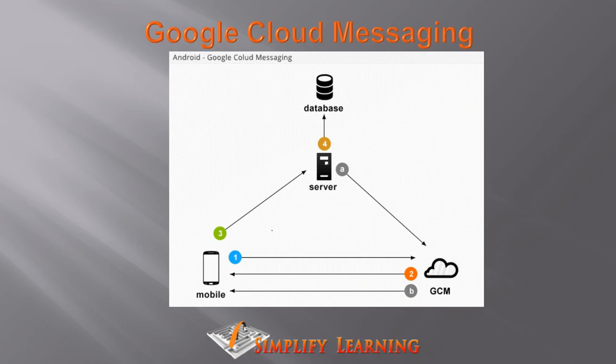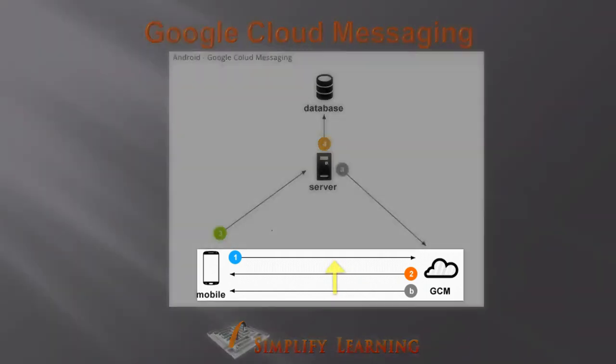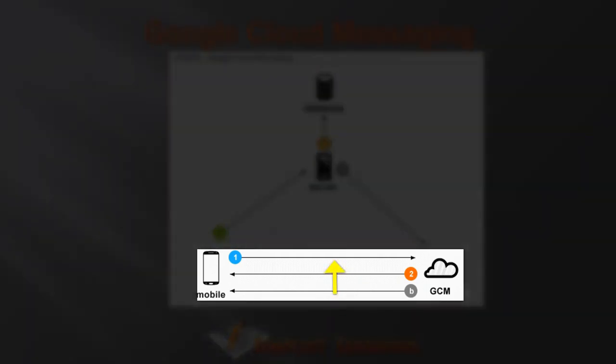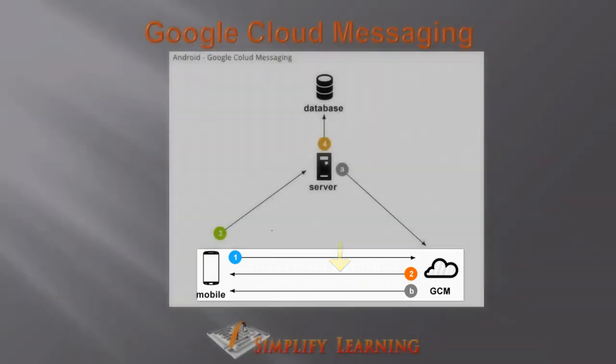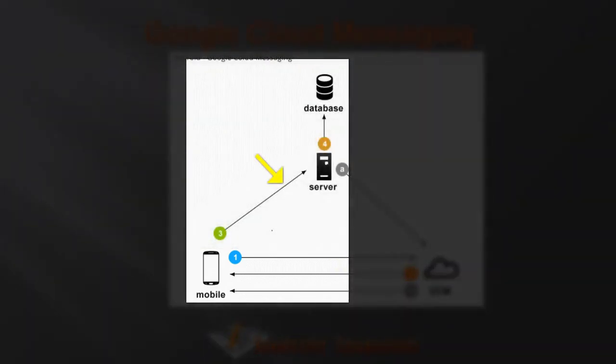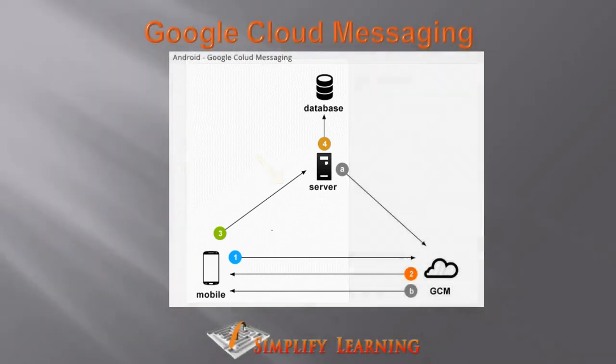The image depicts the working of Google Cloud Messaging services. First, the Android device sends sender ID and the application ID to the GCM server for registration. Then, upon successful registration, GCM server issues a registration ID to that Android device. After receiving the registration ID, device will send the registration ID to our own server, where we will save this registration ID for future purposes.